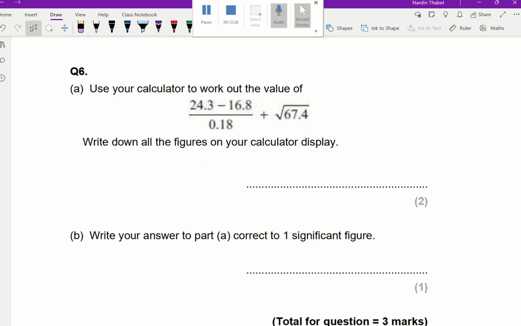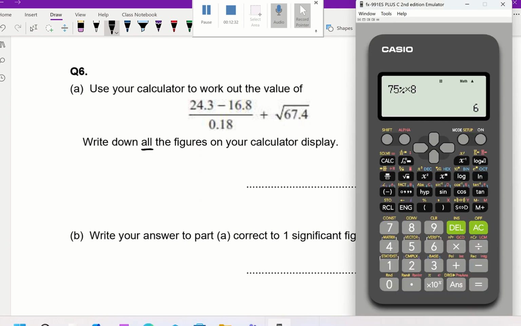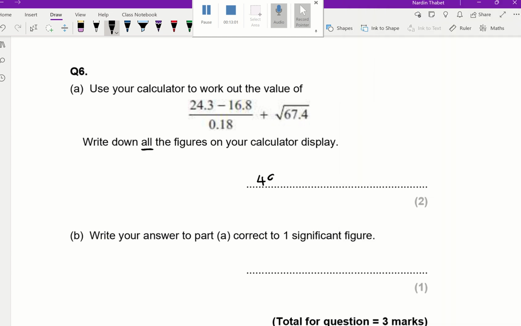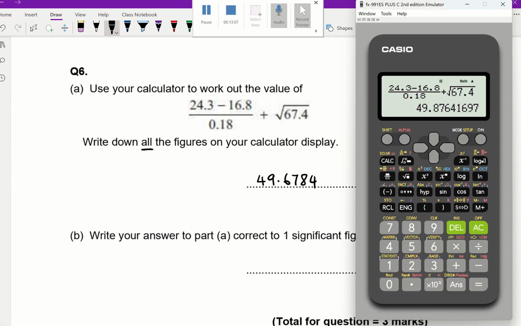This one says use your calculator to work out the value of, and it says write down all the figures on your calculator display. So this wants you to put the calculation in correctly: 24.3 minus 16.8 over 0.18. Then you have to use the arrows and put the plus in the right place, then square root 67.4. You press equals, and they want you to write down all the figures on your calculator. 49.6784, I haven't finished yet, 1697.